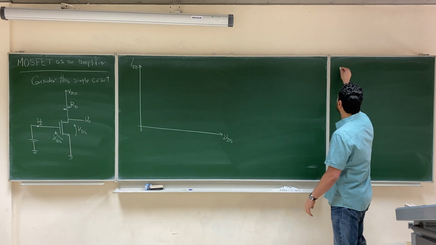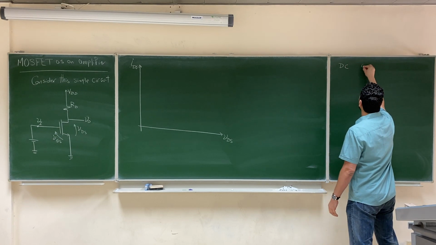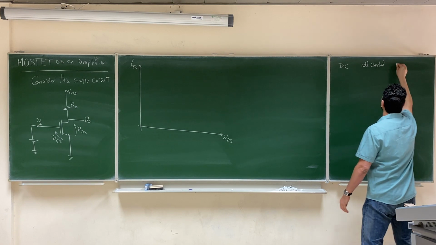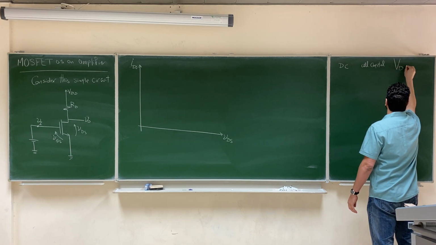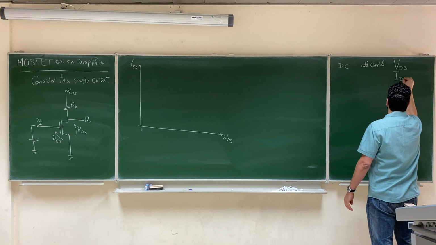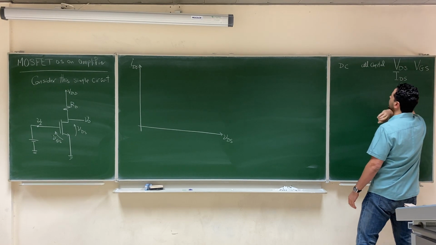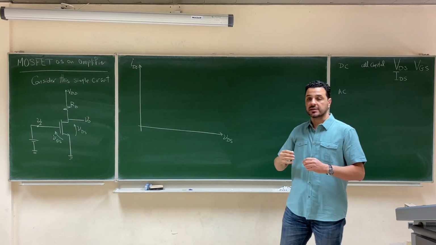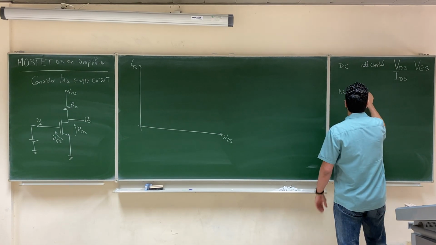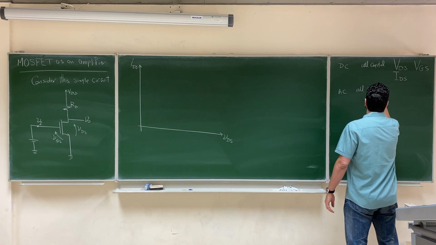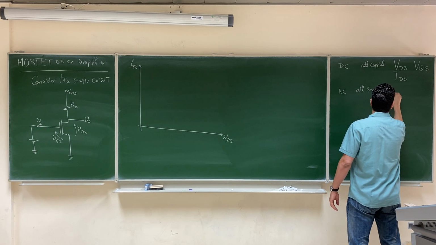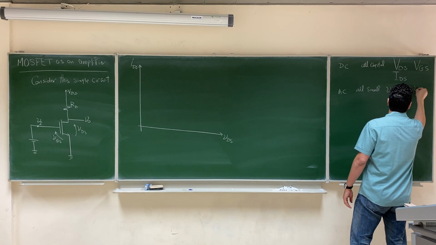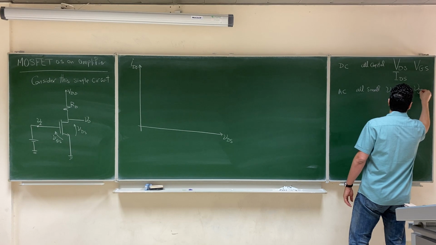In order to discriminate between these notations, for the DC we are going to use all capital letters and capital subscripts. For example, we say capital V DS, capital I DS, capital V GS. This is for the DC. For the AC, we are going to use all small letters and small subscripts. So we say small v ds, small i ds, small v gs.